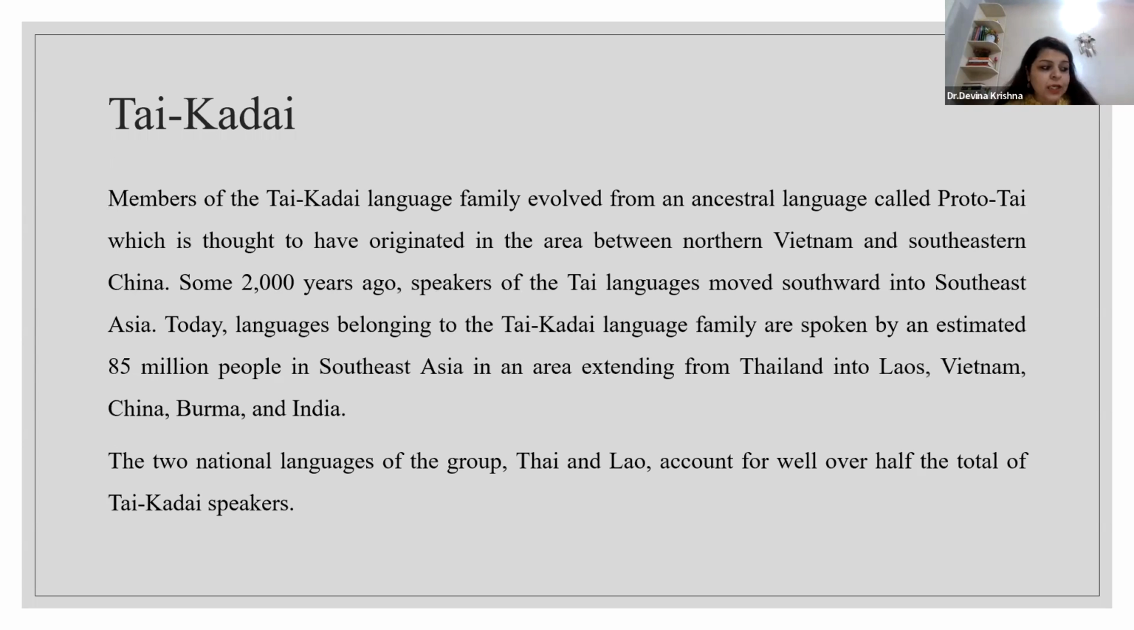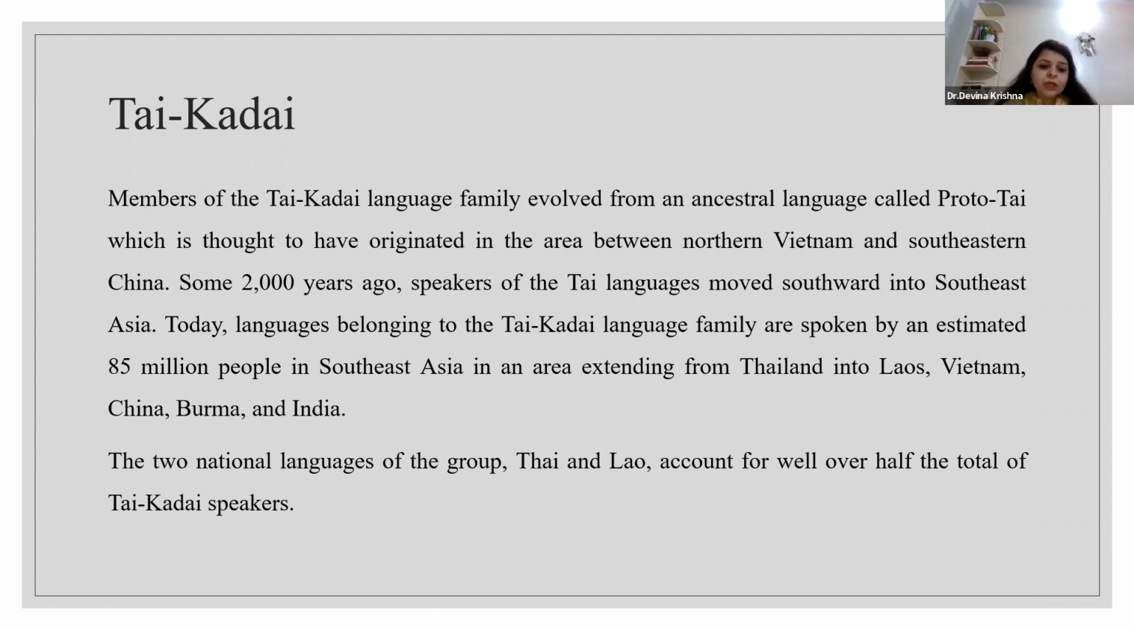Then we have another group, Tai-Kadai, which is a branch of the major Tai group of languages. Members of the Tai-Kadai language family evolved from an ancestral language called Proto-Tai, which is thought to have originated in the area between northern Vietnam and southeastern China. About 2000 years ago, speakers of the Tai languages moved southward into Southeast Asia. Today, languages belonging to the Tai-Kadai family are spoken by an estimated 85 million people in Southeast Asia, in an area extending from Thailand into Laos, Vietnam, China, Burma, and India.